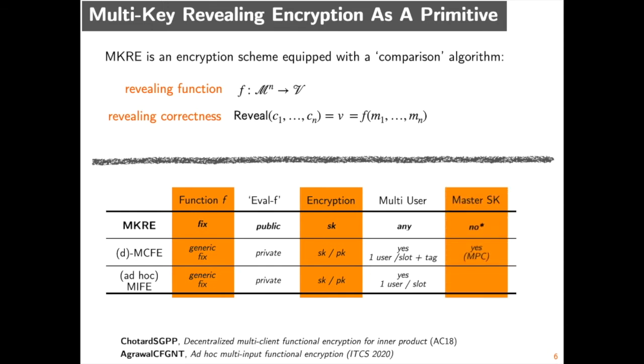Finally, multi-key revealing encryption does not need a master secret key. Of course, we can instantiate it with a master secret key to have further efficiency or an easier way to distribute keys. However, our construction and the general model do not require a master secret key, while multi-client and multi-input functional encryption do require a master secret key.